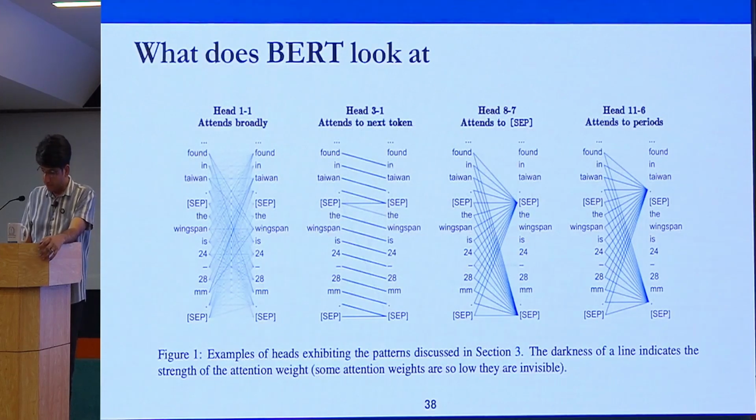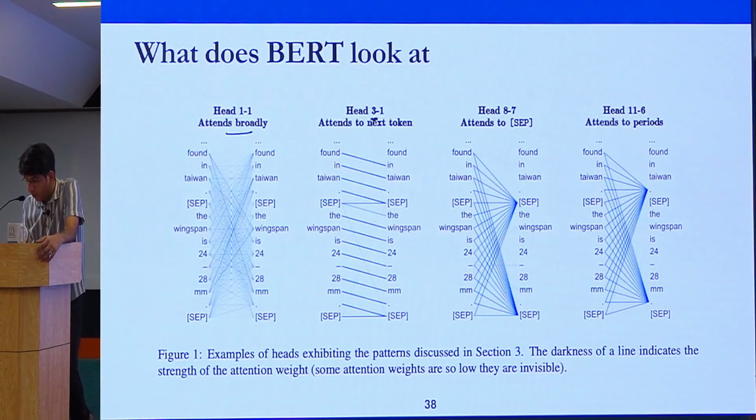So if I look at layer one, head one, it attends broadly. It attends to every word in some fashion. Head 3 in layer 1 always attends to the next token. Attending to the next token is useful. Attending to the previous token is also useful.